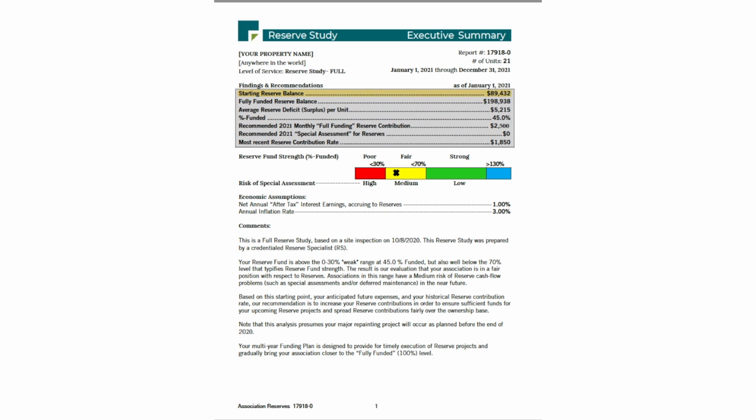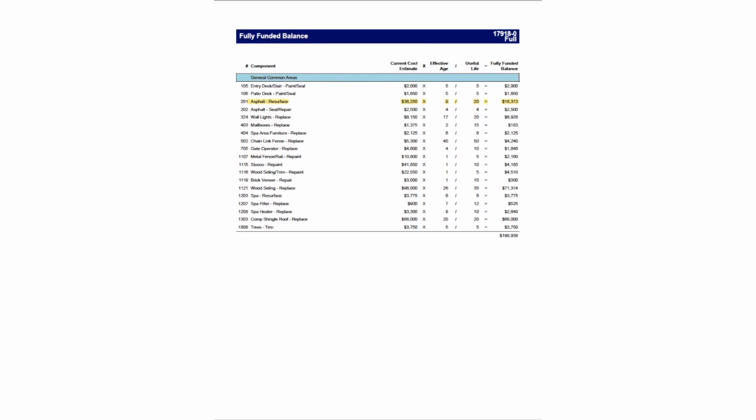Next, the fully funded balance. The fully funded balance calculation is shown on the fully funded balance table. As you can see, this shows the total proportional value of a component depending on the amount of life used up for that particular component. Or in other words, the current cost of the component multiplied by its current age and then divided by the estimated useful life of the component. Then the sum of each component is totaled for the current fully funded balance.